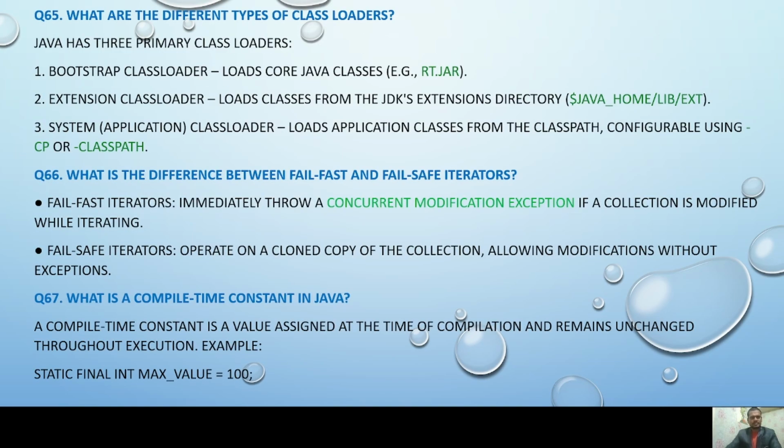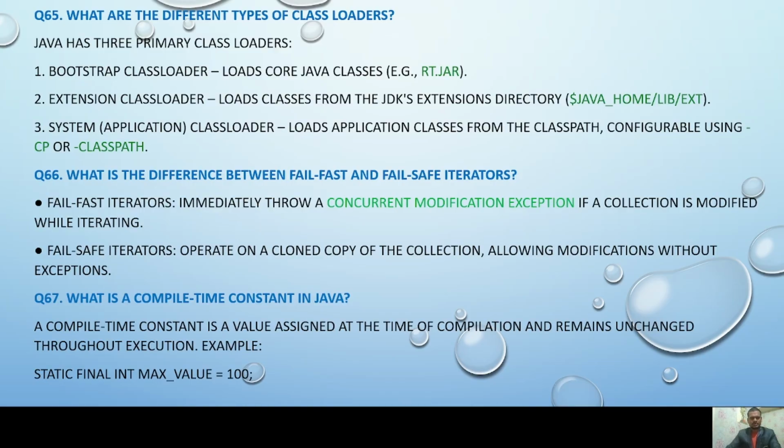What are the different types of class loaders? Java has 3 primary class loaders. Bootstrap class loader loads core Java classes, that is rt.jar. Extension class loader loads classes from the JDK's extensions directory, that is java_home/lib/ext. System class loader, that is application class loader, loads application classes from the class path configurable using -cp or -classpath.